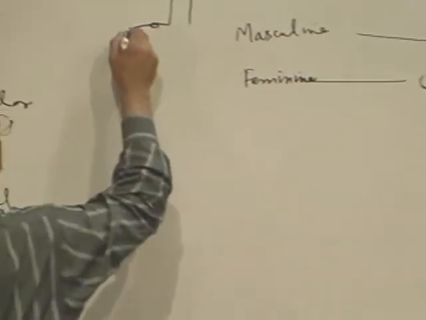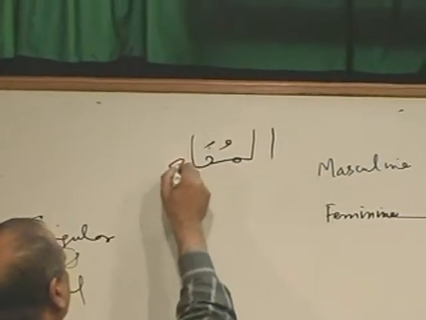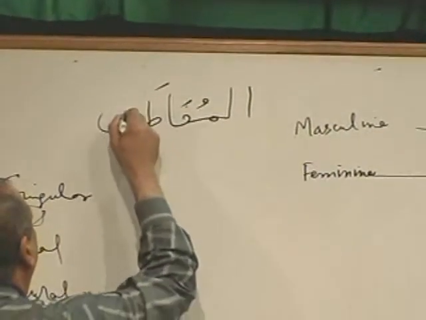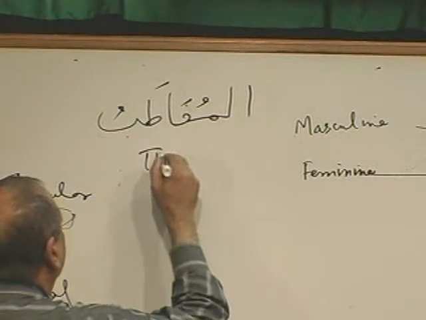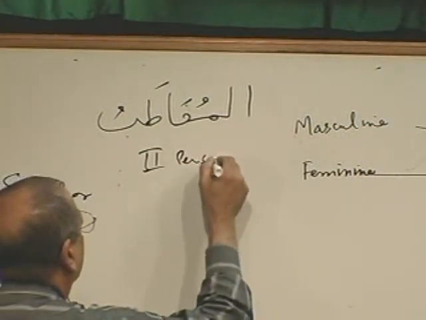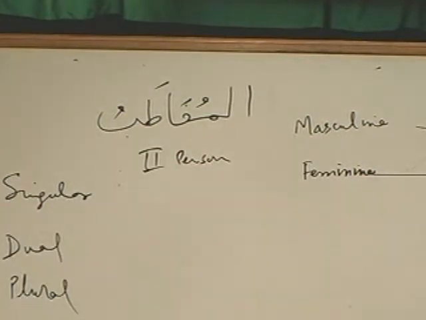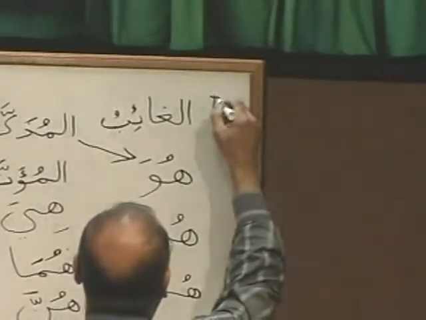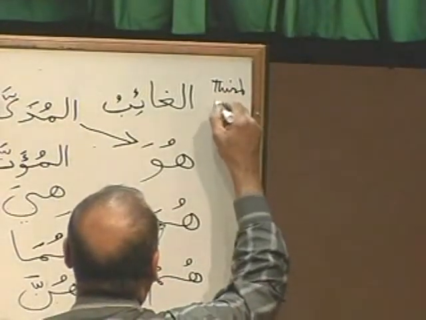Are you with me, brothers and sisters? But if you already know a little bit of Arabic, then you know the next one is mukhatab. What is it, brothers and sisters? Al-mukhatab. There is a fatha there. This is second person. And this is your first person. No, third person, I beg your pardon. Third person.